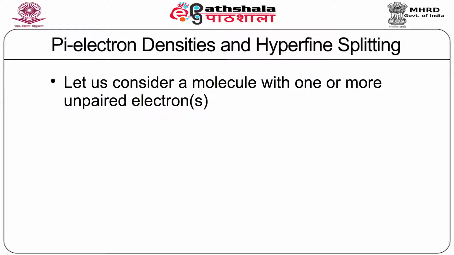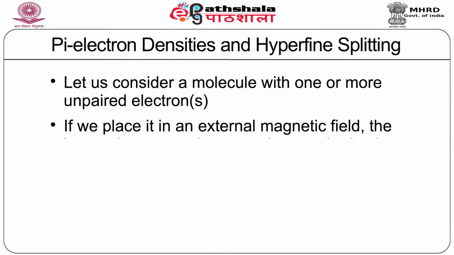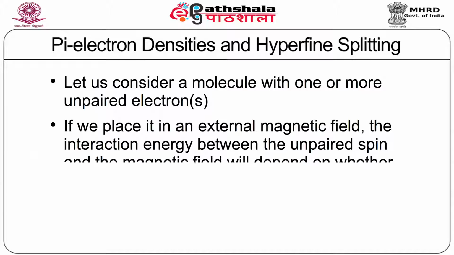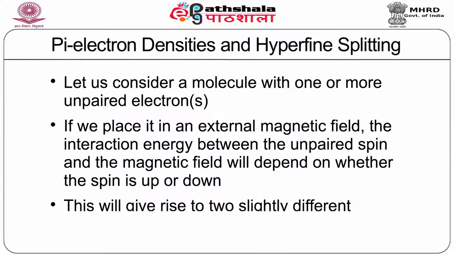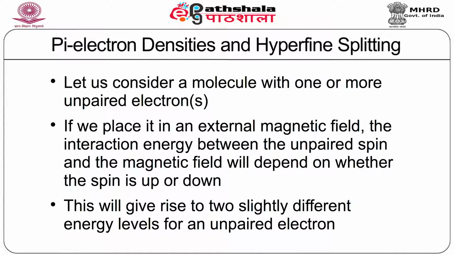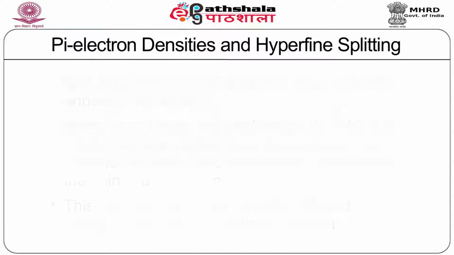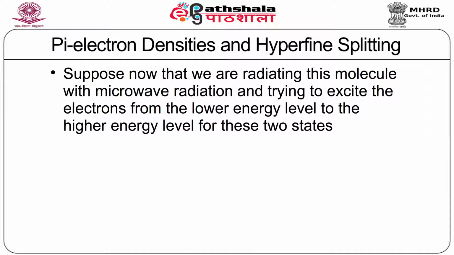Now let us consider a molecule with one or more unpaired electrons. If we place it in an external magnetic field, the interaction energy between the unpaired spin and the magnetic field will depend on whether the spin is up or down. This will give rise to two slightly different energy levels for an unpaired electron. Suppose now that we are radiating this molecule with microwave radiation and trying to excite the electrons from the lower energy level to the higher energy level for these two states.